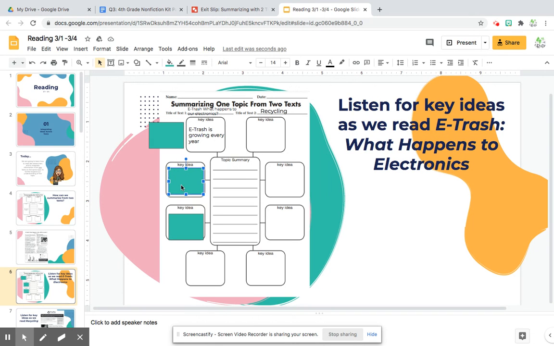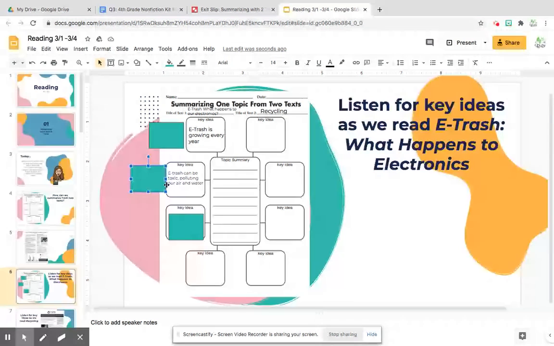So what happens when that e-trash goes into the ground? E-trash can be toxic. Therefore, it's polluting our air and our water. Let's add that key idea to our web here. You can pause the video if you need more time. Otherwise, let's keep on going.